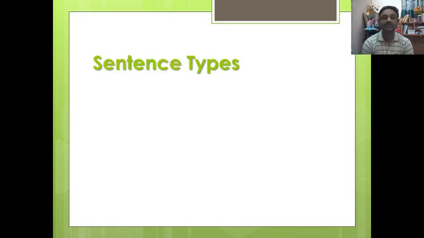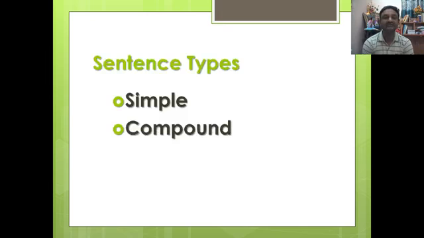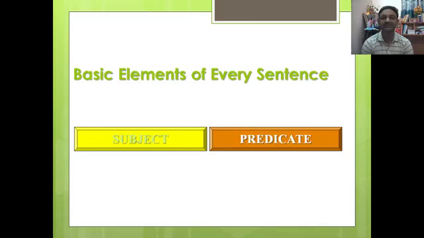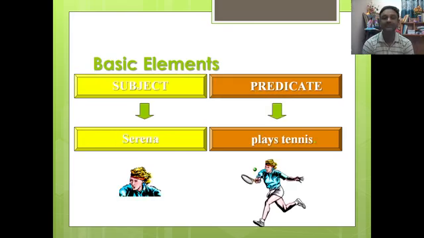So we can identify this sentence type as first one is simple, second one is compound and the third one is complex. The basic element of every sentence comprises a subject and predicate. We all know that. If we take an example of this, the basic element subject is written over predicate. The example will be in the manner: Serena plays tennis. You can very easily understand from this slide.